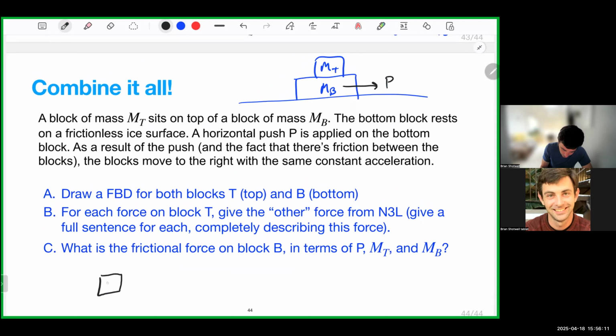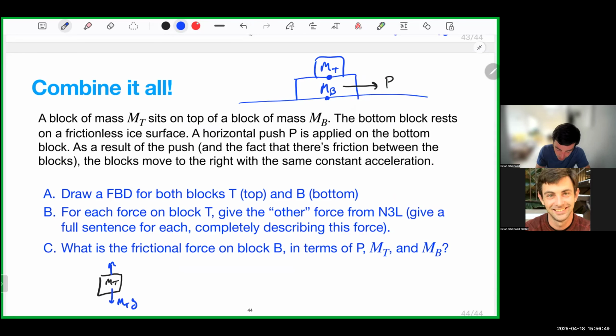Okay, so the top block has MTG. There's a normal force, and it's a normal force from the bottom block upwards on the top block. So we have to be a little careful here. I'm not just going to call the normal force N because there are two normal forces in this problem. There's one from the ground on MB, and there's one on MB from MT, and vice versa. So this contact force, normal force, and this contact force, normal force.